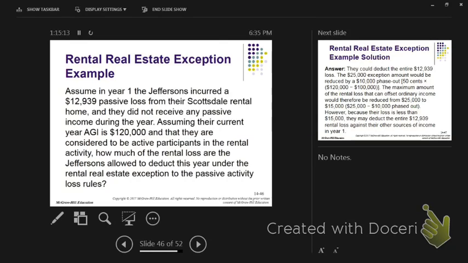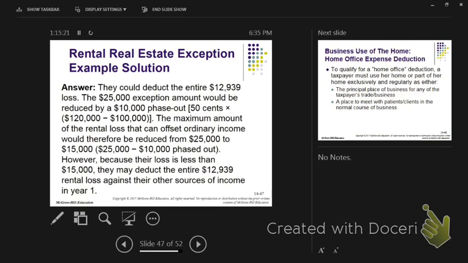It could be $15,000, except it's $12,939. You can't deduct more than you had. But $15,000 is what they would be limited to, and their loss was only $12,939. So that's where they came up with it.